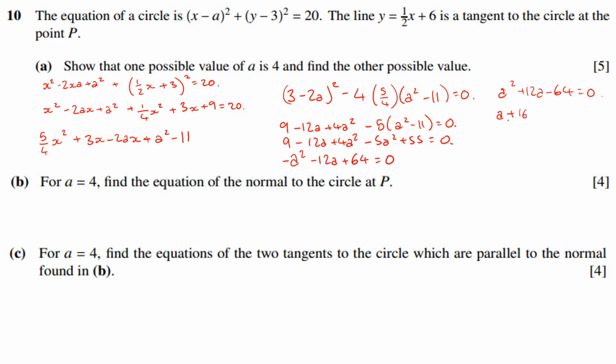A plus 16, a minus 4 equals 0. So therefore a equals negative 16 or a equals 4. The other solution is a equals negative 16. Okay, cool. And we verified what we needed to. For a equals 4, find the equation of the normal to the circle at P. Okay, so when a equals 4, we've got the normal to the circle at P.